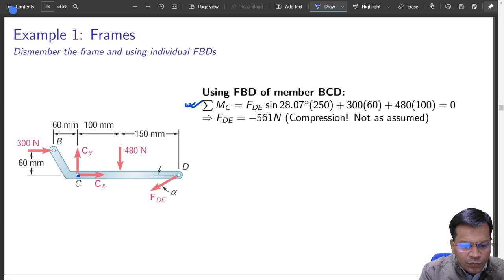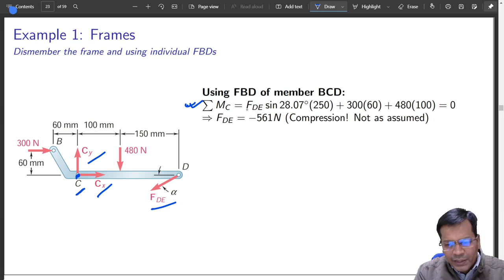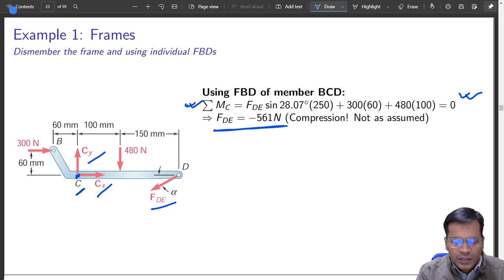Moment about C. Why did I start with C? Because two of the forces pass through that point itself, so I am left with just one unknown. Taking the moments and equating to zero immediately gives me this. So FD is known. It is compression, not as assumed. It was assumed to be in tension, pulling point D, but actually it is not. It is pressing point D, so it is in compression.